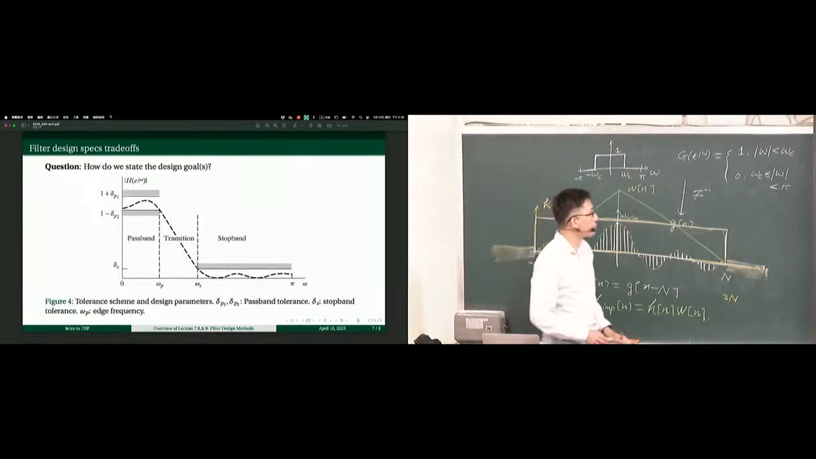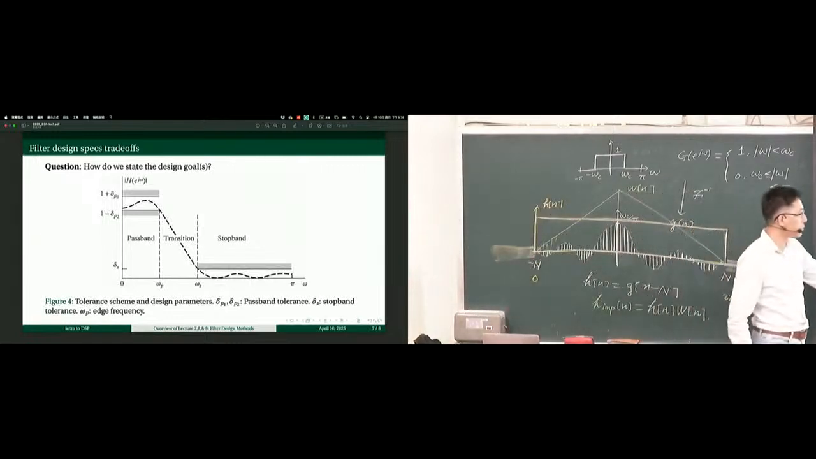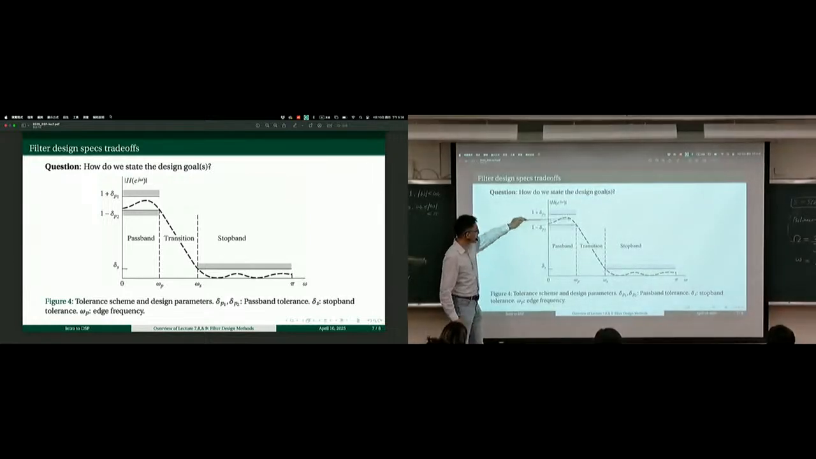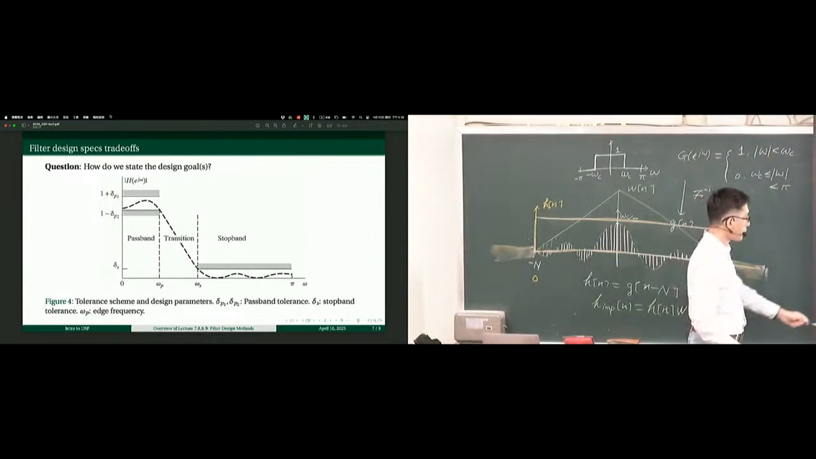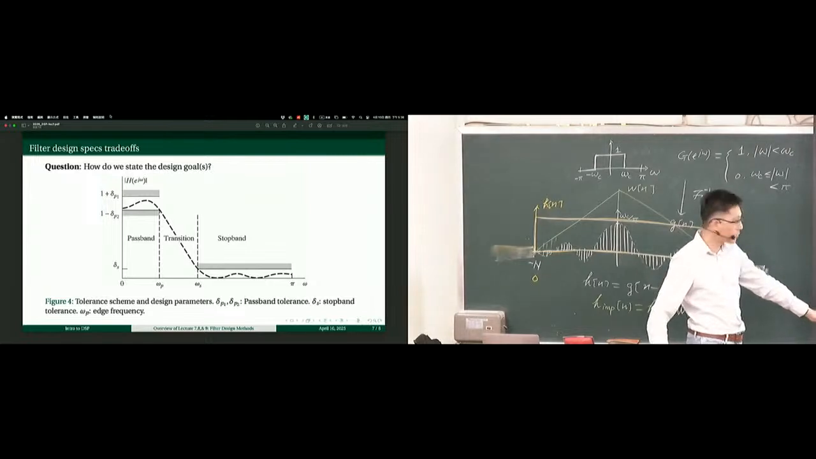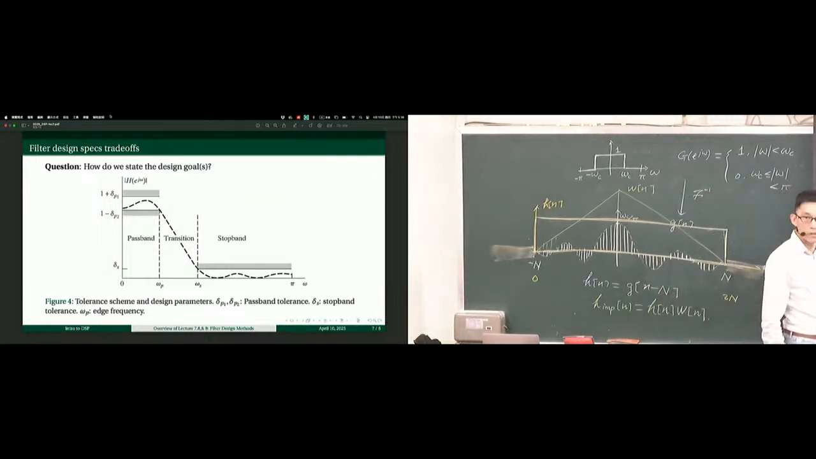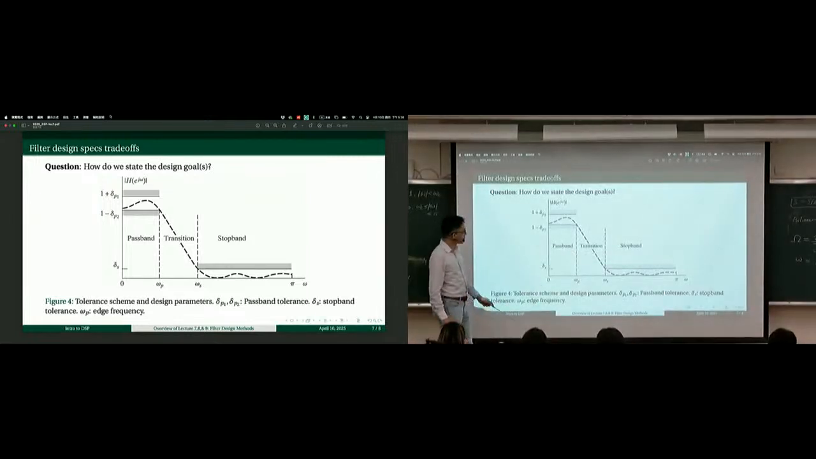So back to the frequency domain. This might be your design. This is the result of your design, okay? The actual magnitude response is not ideal anymore. So what we are looking at right now is a tolerance scheme. We'll explain. There is a pass band and a stop band, but here we also allow a transition band.